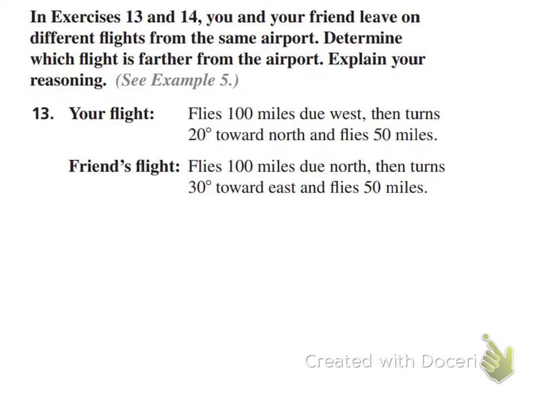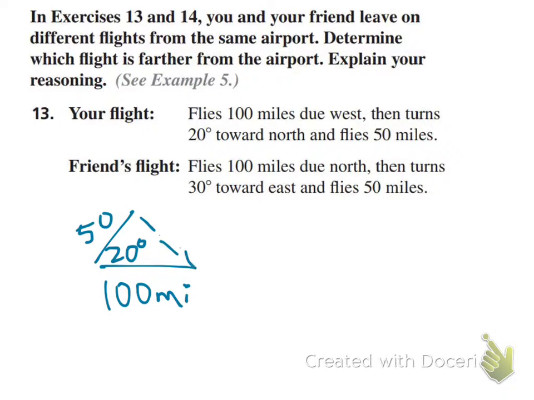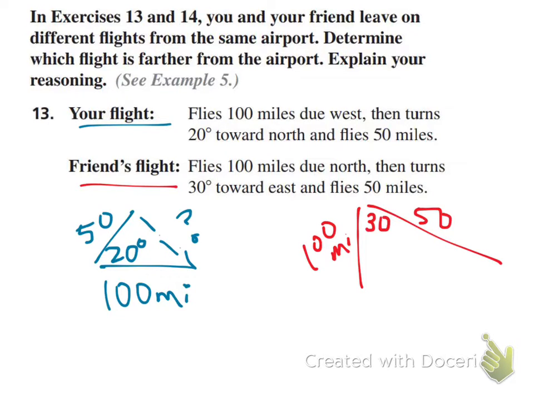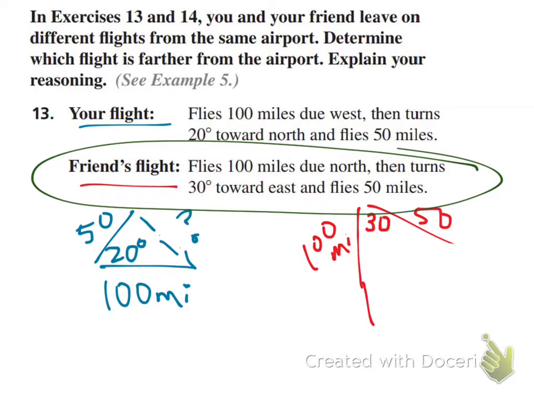You fly, or your flight flies 100 miles west, turns 20 degrees, and flies for 50 more. So you're comparing how far you got versus how far they did, and they flew 100 miles north and then turned 30 degrees and started flying 50 miles east. Obviously, my picture is not to scale. So, which one is further? Your friend's flight, and the reason is because they turned 30 degrees.